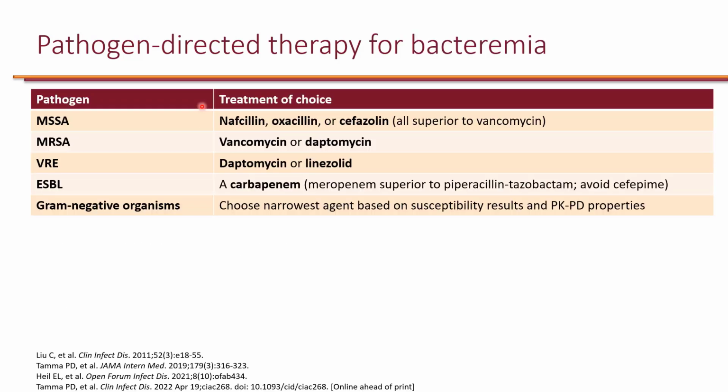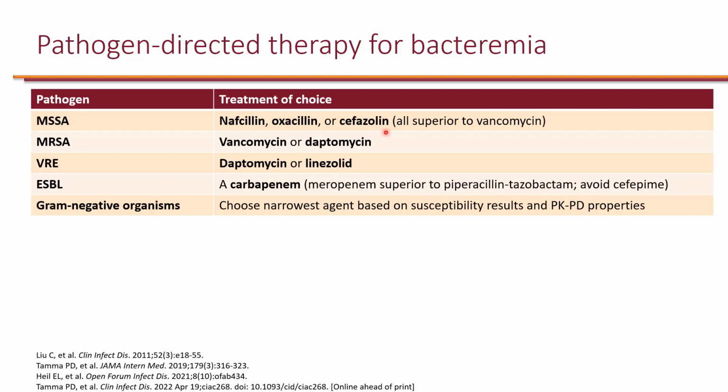Now let's take a look at pathogen-directed therapy for bacteremia. First, let's consider methicillin-susceptible Staphylococcus aureus, or MSSA. For MSSA, treatment of choice is either an anti-staphylococcal penicillin such as nafcillin or oxacillin, or cefazolin. And these are considered first choice.